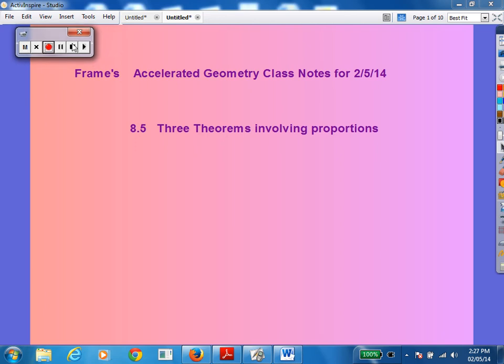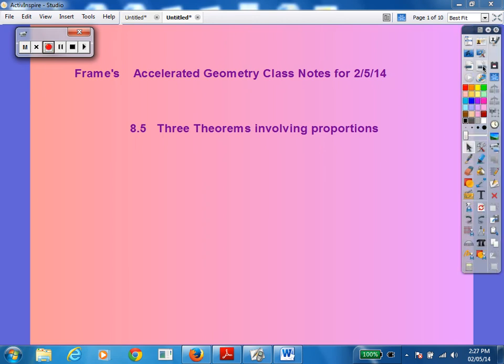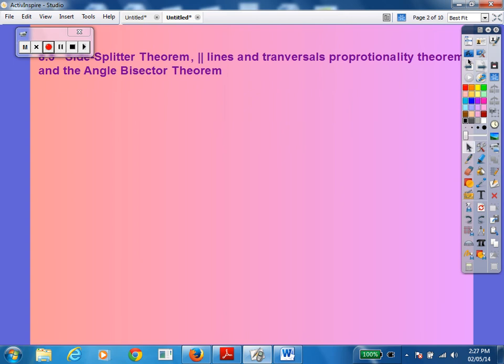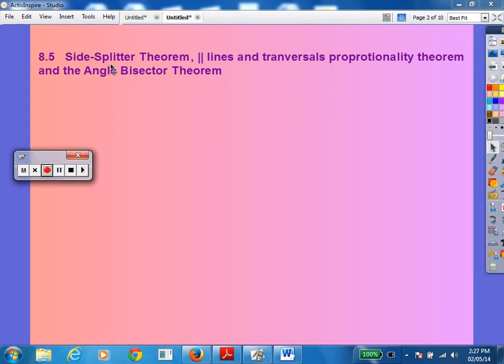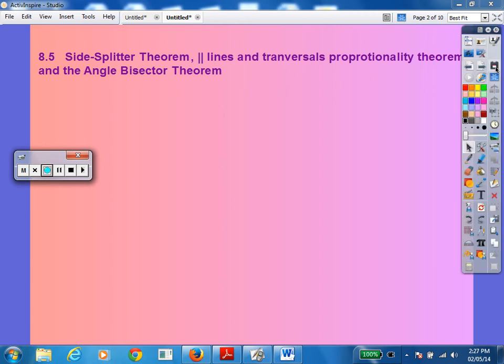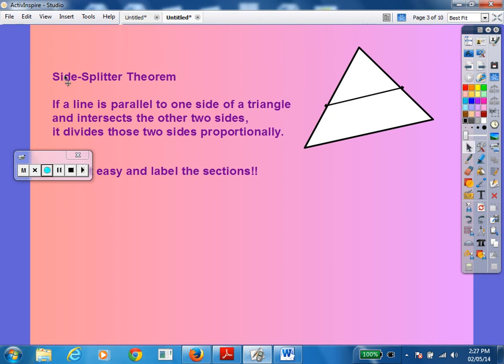Okay guys, so today's notes on 3.8.5, the three theorems involving proportions. You should have taken notes on those three theorems. I just want to explain them a little more. So you have your side splitter theorem, and that's what you'll call it when you're writing your proof, side splitter. Your parallel lines and transversals proportionality theorem, and your angle bisector theorem. Okay, so those are the three we're going to learn about, or you should have taken notes on.